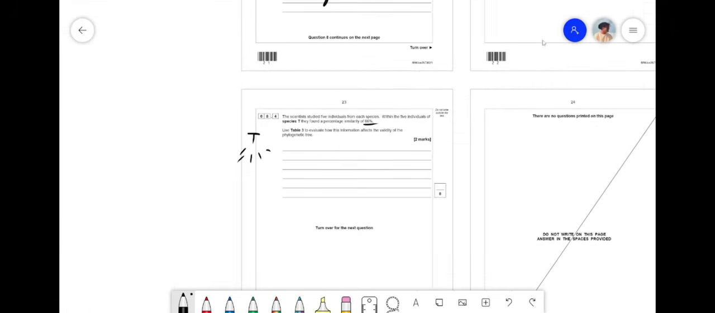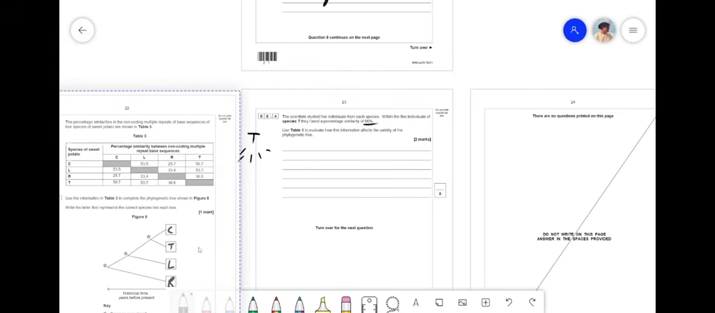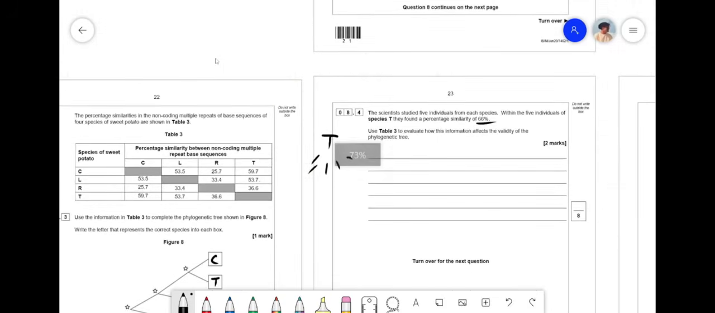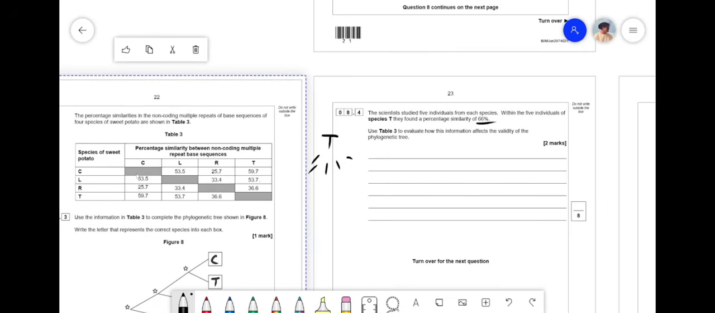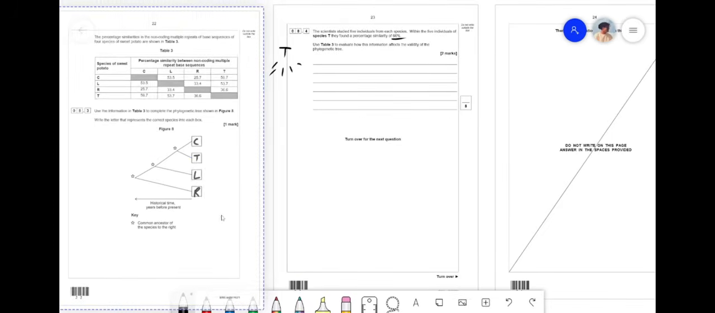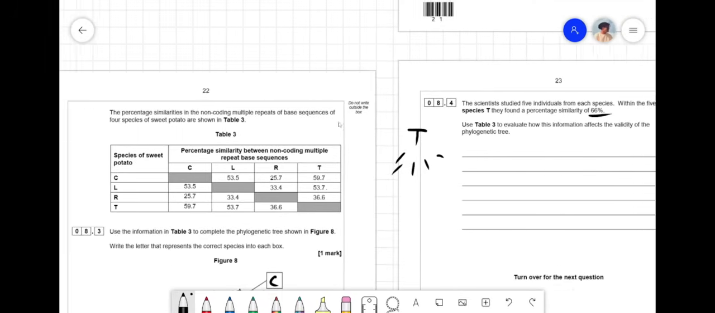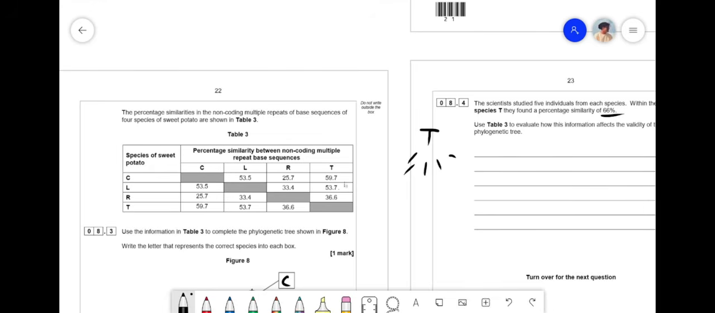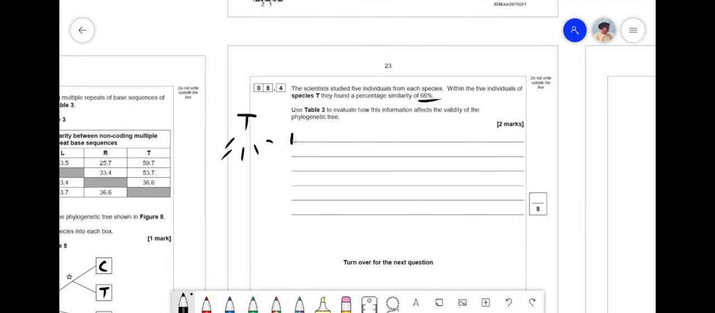What this is saying is if we got T and compared it to T, this would be 66%. And I just said at the start, in theory, they should be 100. So this means this table doesn't really work, because we're working on the basis that C and C would have 100% match, L and L and so on. So I wouldn't support it. It's not valid because there is intra-specific variation, a pretty chunky amount.